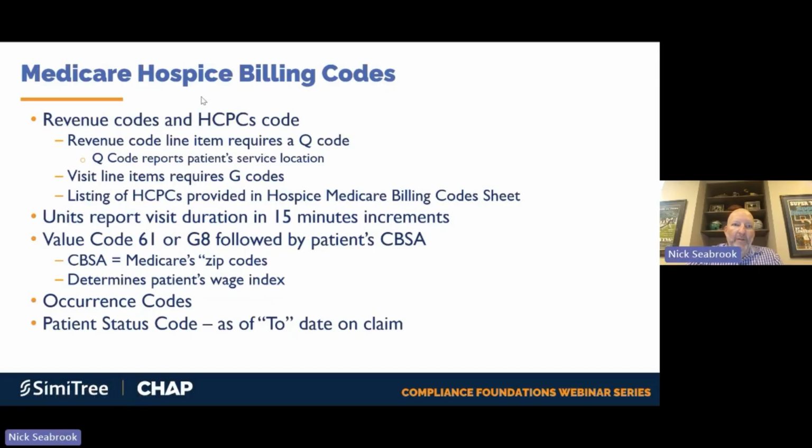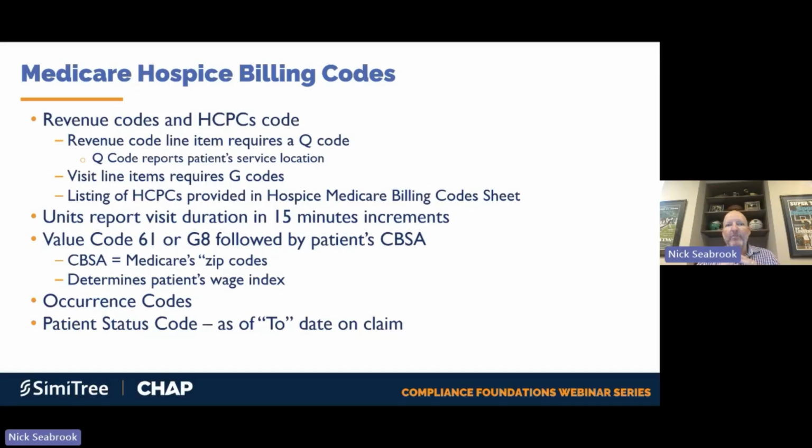All right, we're going to talk about revenue codes. The revenue codes require a Q code, which again is going to be where that patient service location is, we talked about before. The visit lines require G codes. That's going to specify which of those levels of care are being provided. And then we have the HCPCS codes, another acronym that you'll hear a lot, is going to be also in the Hospice Medicare billing codes cheat sheet.